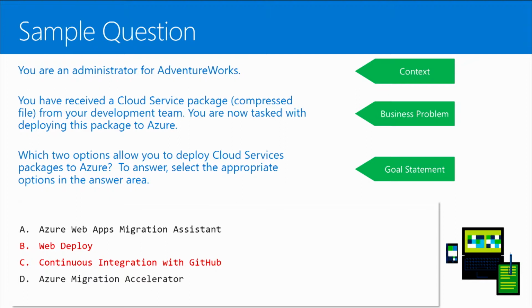Now, continuous integration with GitHub is one of the ways you can deploy to Azure. You can deploy with Web Deploy. Each of these options will require you to actually go back to the development team and have them show you using Visual Studio how to set up continuous integration or maybe how to set up Web Deploy deployment. Now, the cloud service package part of this problem wasn't really useful information. It was there, but you don't really need the cloud service package. You can actually deploy this all directly.